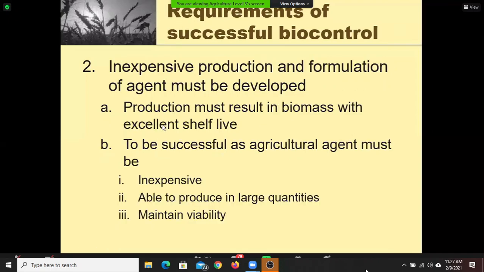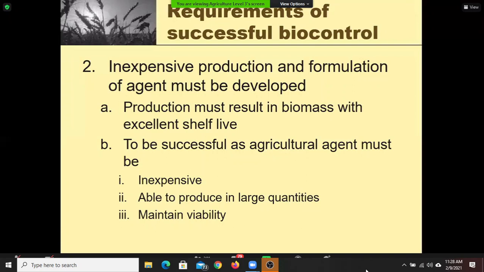There is another requirement you can see here. It should be inexpensive in terms of production and formulation of the agent. If it is very costly, then the farmers will compare the cost of the biocontrol agent with the commercial pesticide. And if the farmers see that the cost of biocontrol agents is much higher than the chemical pesticide, then they will not choose the biocontrol agent. They will choose the chemical pesticide. So it should not be expensive. It should be inexpensive.